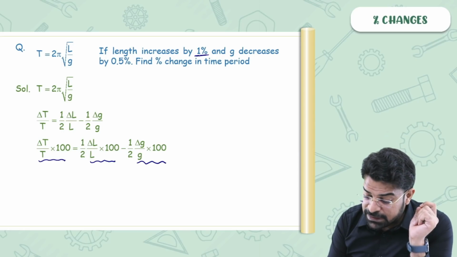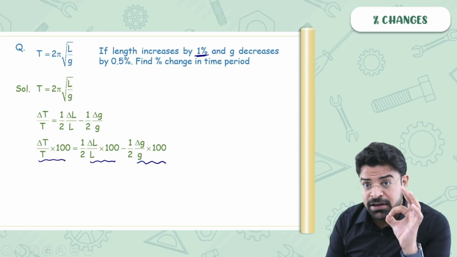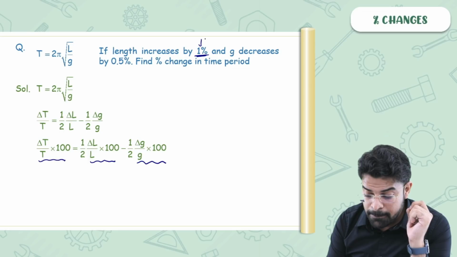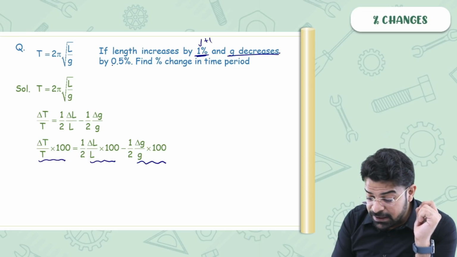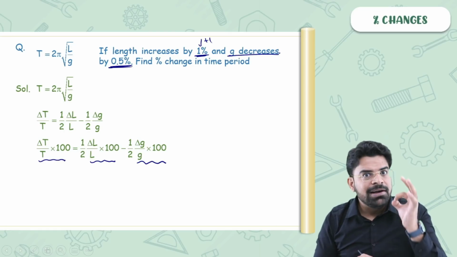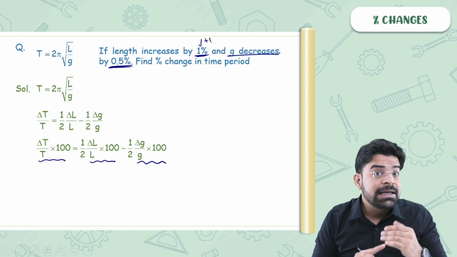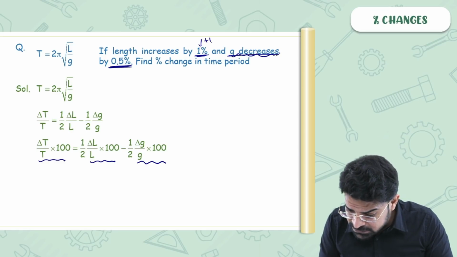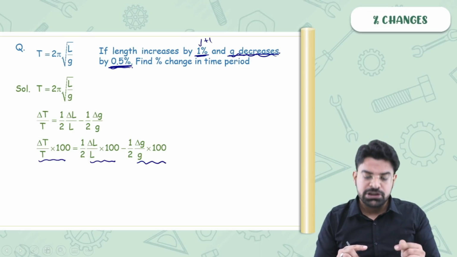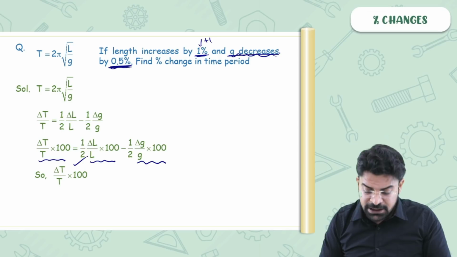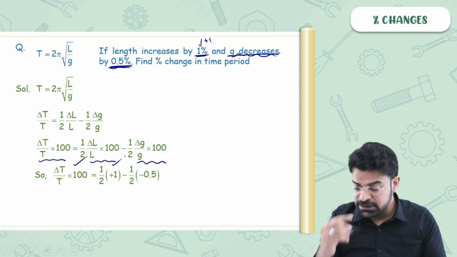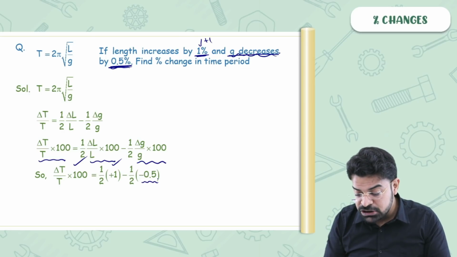Now the length is increased by 1%. If the length is increased by 1%, what is the percentage change in length? The percentage change in length is plus 1. G is decreased by 0.5%. If a quantity decreases, then the percentage change should be taken as negative. So the percentage change in G shouldn't be substituted as plus 0.5. It should be substituted as minus 0.5. So you get the percentage change in time period equals half times plus 1, because length increases by 1%, minus half times minus 0.5.